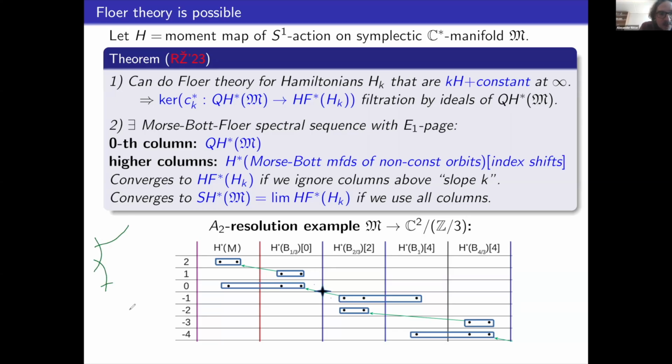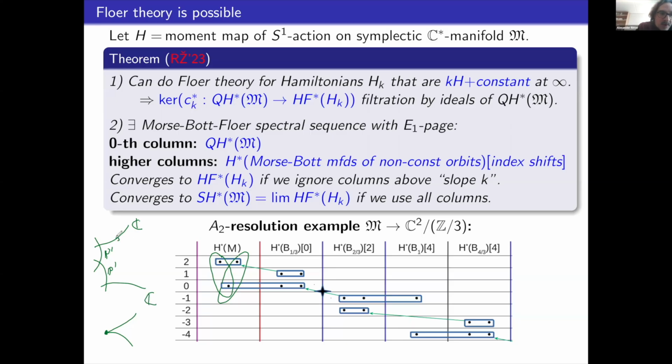Remember, we resolved the origin. We got these two copies of CP1. They give rise to these dots here. The dots represent a copy of our field. We have these two copies of the cohomology of P1. So that's the ordinary cohomology of the manifold. And then as we increase the slope of the Hamiltonian, we start to see orbits. There's this copy of C converging to one P1, and another copy of C converging to the other P1.